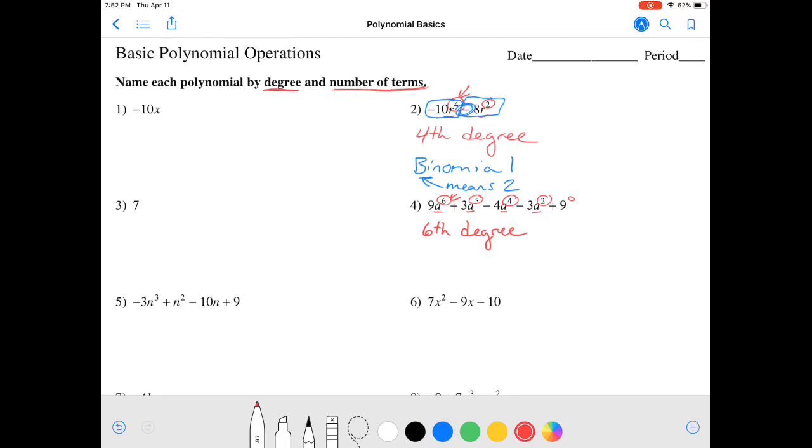And now we need to count up the terms. So I'm just going to draw some slashes through the plus and minus signs to show where the terms are being separated. So we got all the plus and minus signs in here, and it separated it into 5 terms. So we have a 5-term polynomial, which is the answer that I expect from you guys.